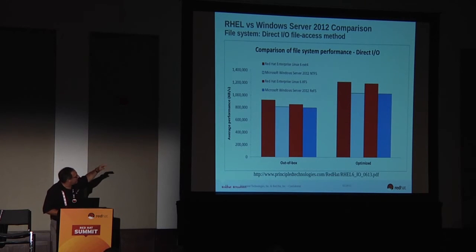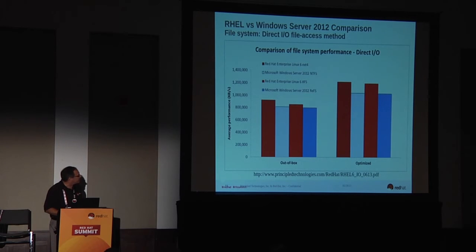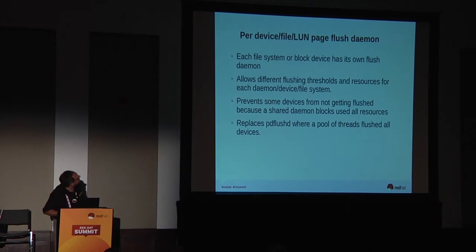So, out of cache, the gain isn't quite as dramatic. Clearly, the in-cache, it's a significant improvement by Linux versus, this was Windows 2012, and both the NTFS and ReFS is their newer file system. And so what's going on with tuning? So, Larry, you want to go through the? Yeah, sure.